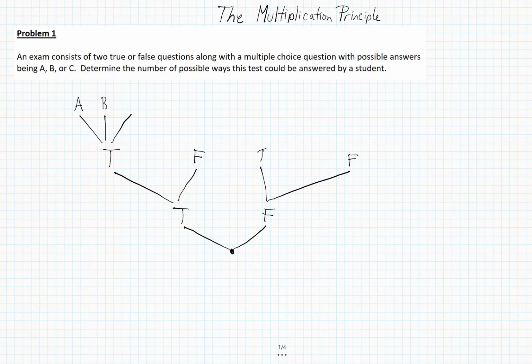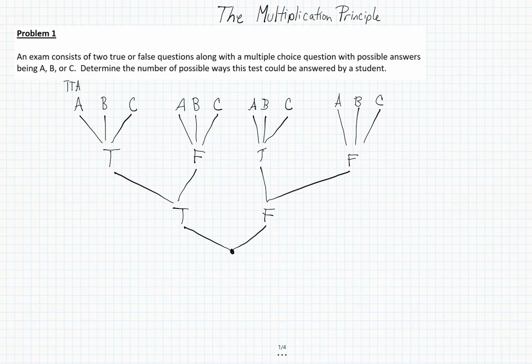So if you had true and true for the first two questions, you could have A, B, C. If you had true and then false, you could have A, B, C. If you have false and true, you could have an A, B, C option. And if you chose a false and false, you could also have an A, B, C option. This creates a whole bunch of different scenarios.